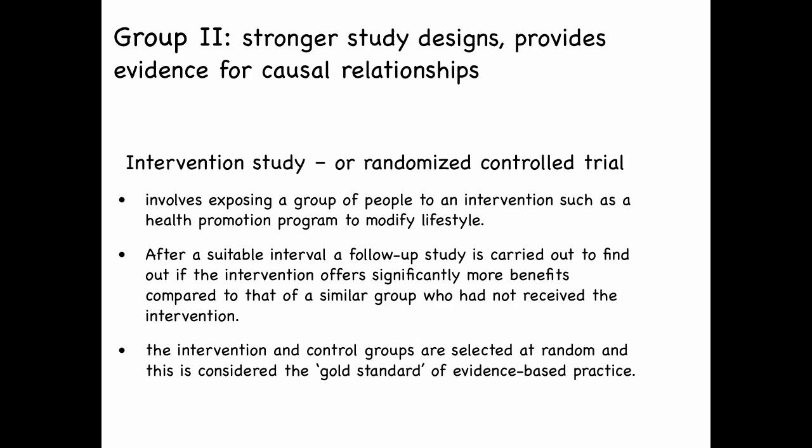The fifth type of study we're going to talk about is the most powerful. This is considered the gold standard. It's referred to as either an intervention study or a randomized controlled trial. This would involve exposing a group of people to a particular intervention, diet, lifestyle change, something or other, and then measuring what happens as a result. You would allow a certain amount of time for follow-up to find out if the intervention actually offers significant benefits compared to those who did not receive a similar intervention. The intervention and control groups are selected at random, and it very much is considered a gold standard.